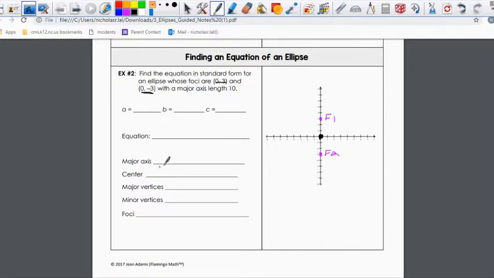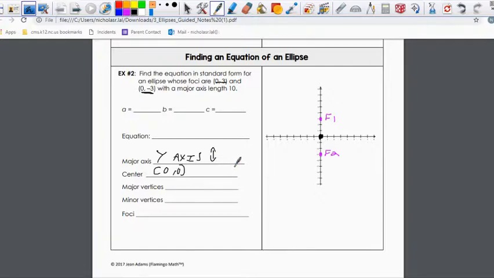And we know that because 0, 0 is the spot in between the two foci. We also know at this point, because the foci are at 0, 3 and 0, -3, the foci are moving vertically, so our major axis is vertical, which is the y-axis. The y-axis is going up and down.